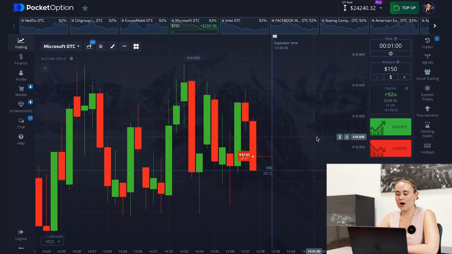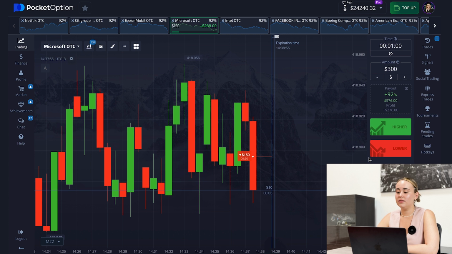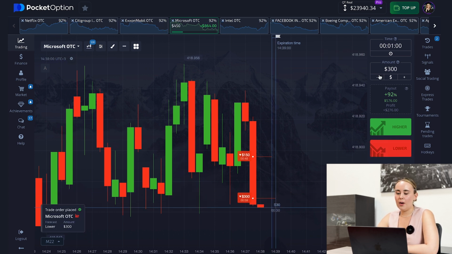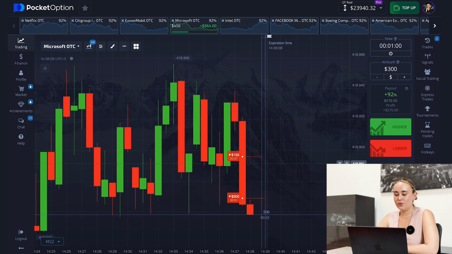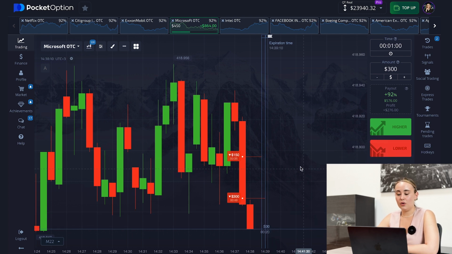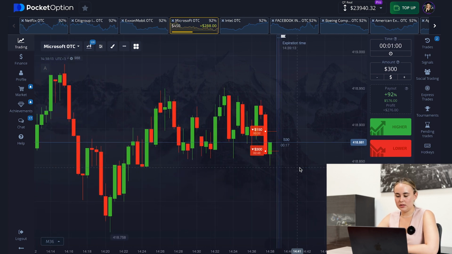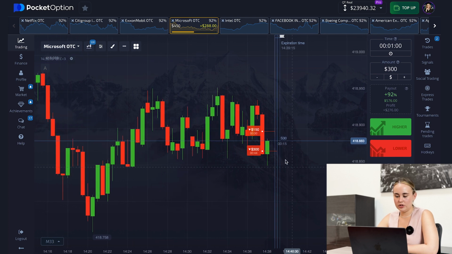Okay guys, we are gonna try to cover up the loss that we had, and we're gonna use Martingale strategy and put the price twice up. So we're gonna bid $300, and we're gonna put the price lower, and I'm gonna zoom out a little bit so you can see the situation on the market.